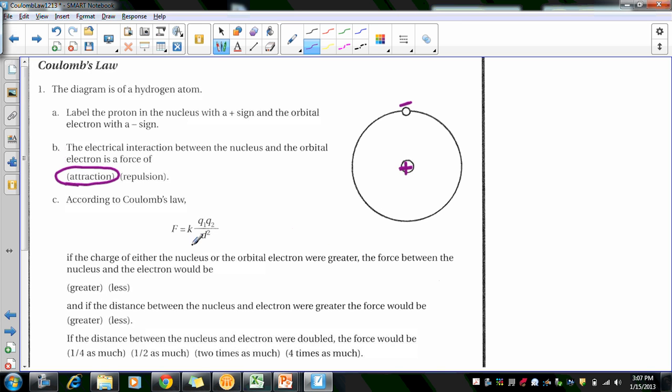So if the charge of either the nucleus or the electron were greater, then what would happen to the force? Well, if a charge increases, then the force will also increase. So it'll be greater. And if the distance were greater, if these were further apart, then the denominator would be getting larger, so the force would be less.